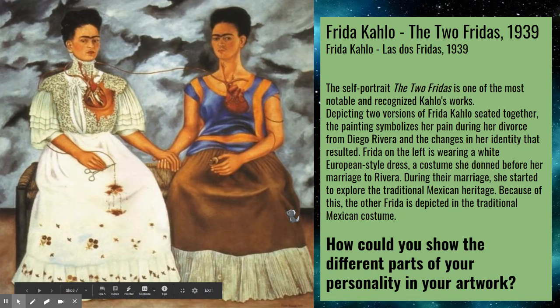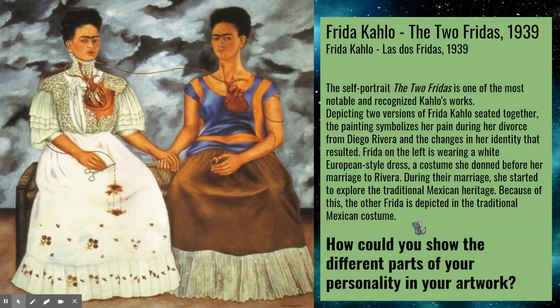So the first self-portrait I want to talk about is Frida Kahlo, and this is called The Two Fridas, and she painted this in 1939. You might be familiar with Frida. This is a self-portrait. This is one of the most notable and recognized pieces of Frida Kahlo's work. This depicts two versions of Frida seated together.